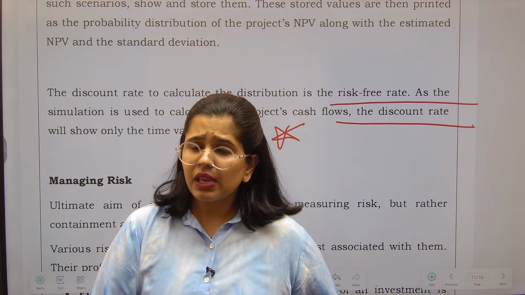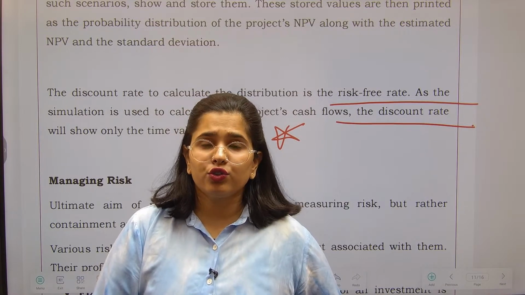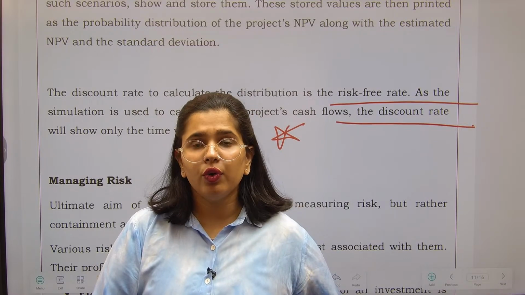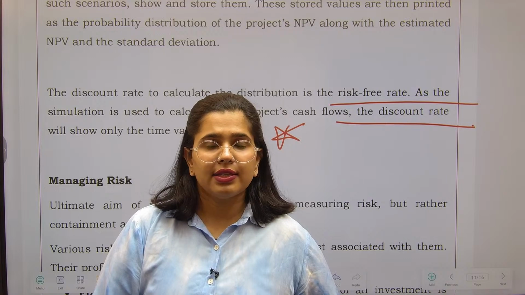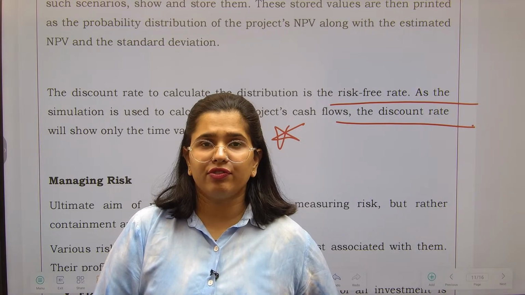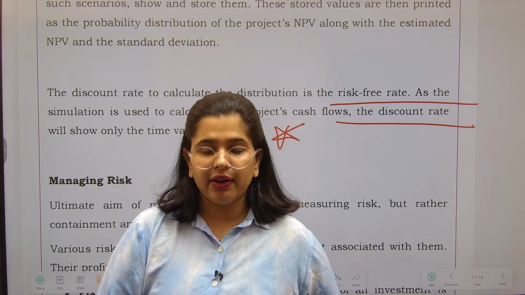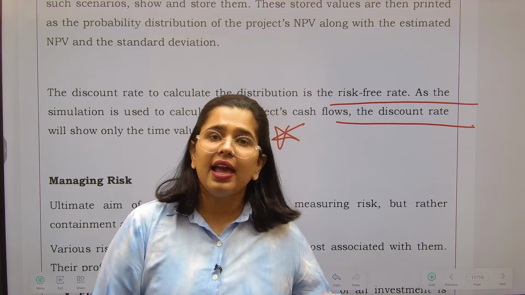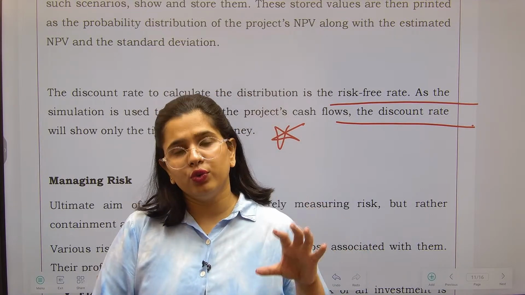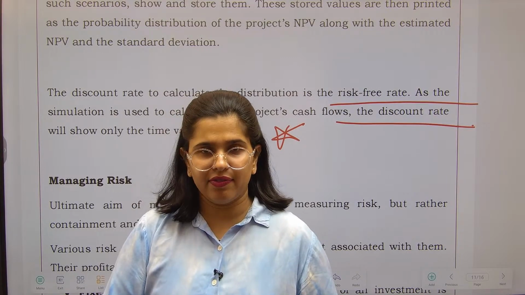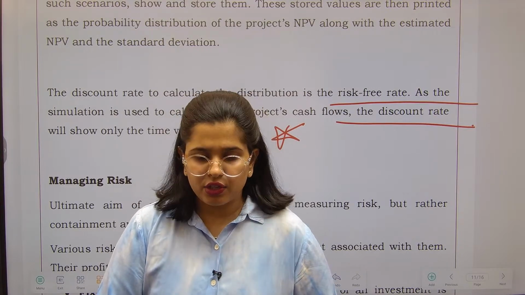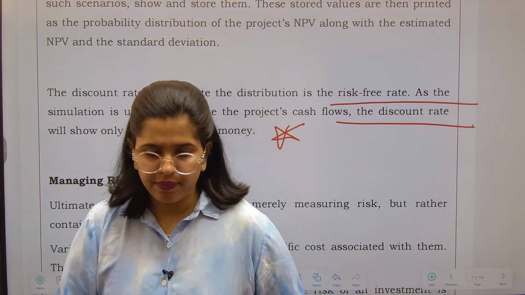Okay? But over here, it is only going to show the time value of money, because I told you 100 rupees I am getting today is not similar to 100 rupees I am getting after 5 years, right? There is a time factor involved in it, right? There is inflation involved in it, and that is why we discount it to know what is the present value of the money which I am receiving in my hand. So this is what they are saying over here.